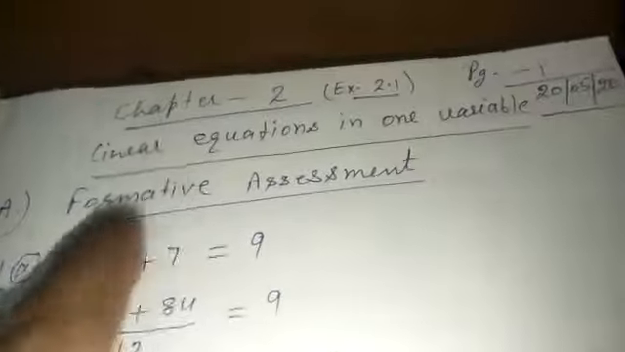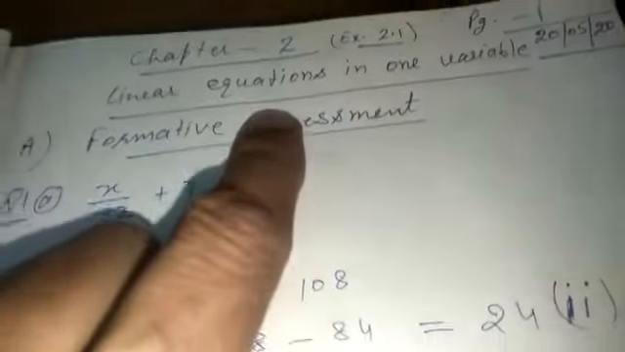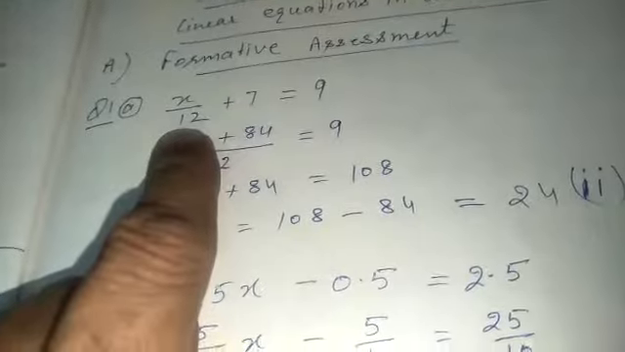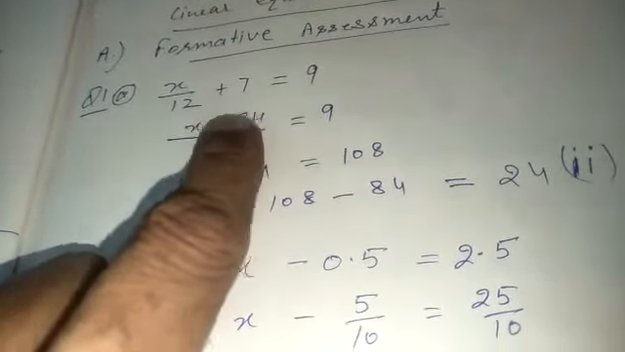Chapter 2, Exercise 2.1, page 1. Linear equation in one variable. Formative assessment. First question. x by 12 plus 7 is equal to 9.